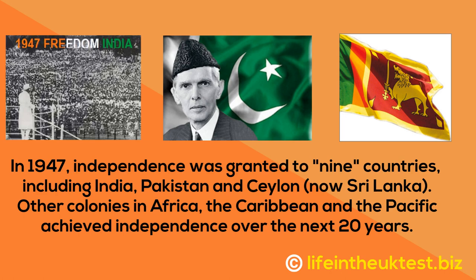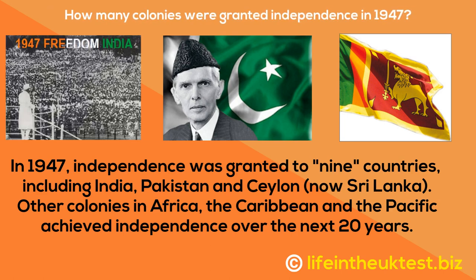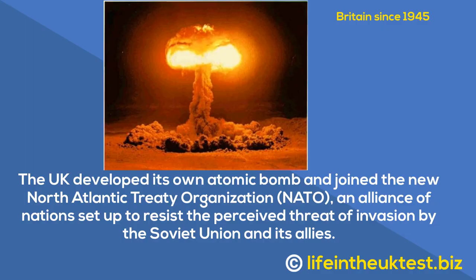In 1947, independence was granted to 9 countries, including India, Pakistan and Ceylon, now Sri Lanka. Other colonies in Africa, the Caribbean and the Pacific achieved independence over the next 20 years. The UK developed its own atomic bomb and joined the new North Atlantic Treaty Organization, NATO, an alliance of nations set up to resist the perceived threat of invasion by the Soviet Union and its allies.